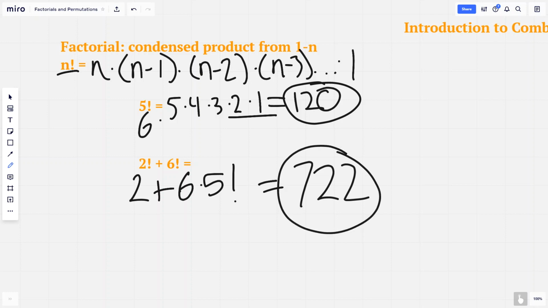So that's an important usage of factorials. We can rewrite them and expand them in different ways because they're just a product of integers.